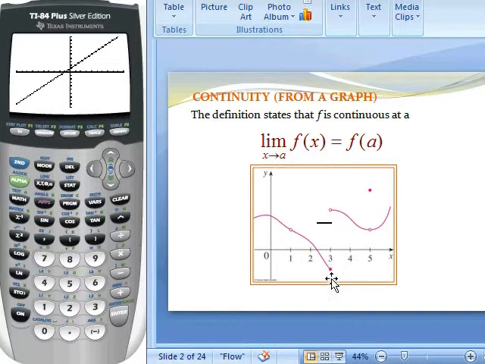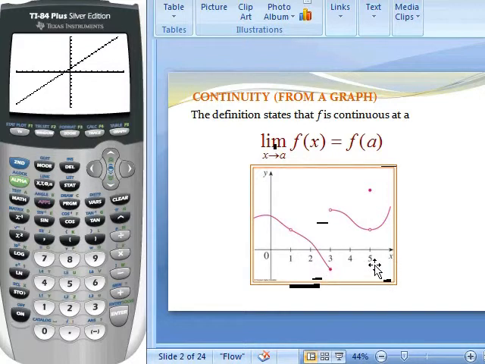Let's look at 3. At 3, the function is defined. There is the black dot at 3. So it is defined. This part of the equation works. But the limits from the left and right do not match. That means this part doesn't work. Therefore, it's not continuous at 3.